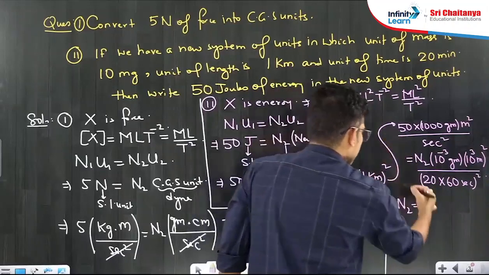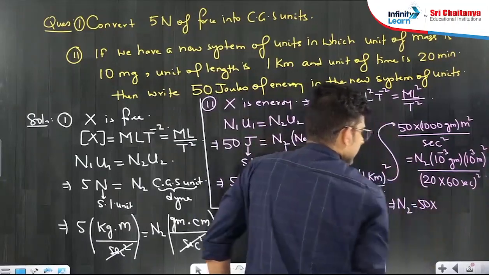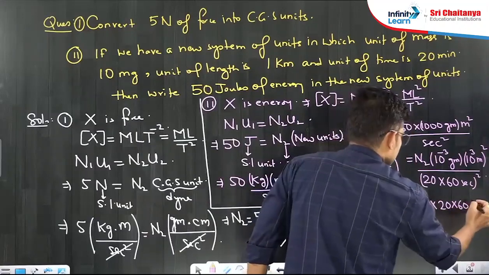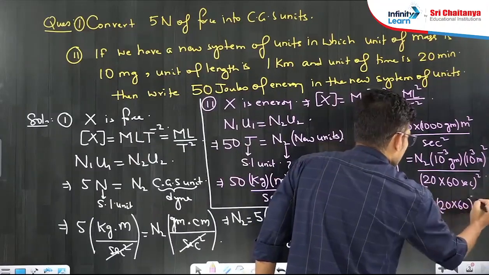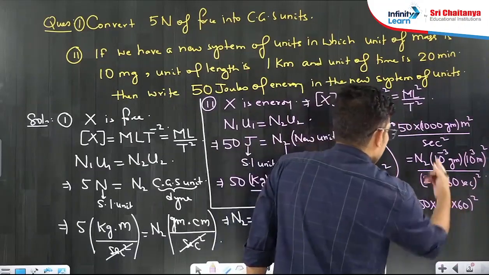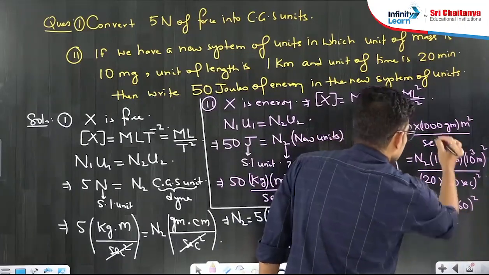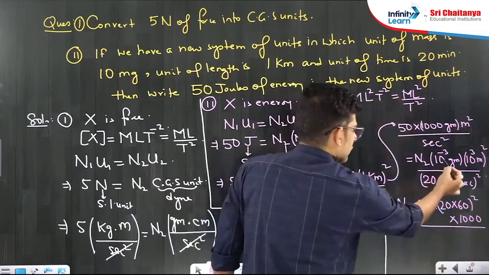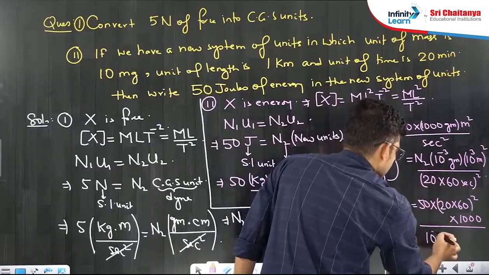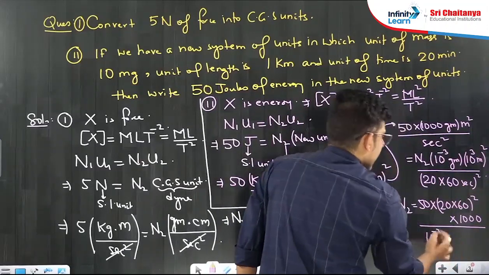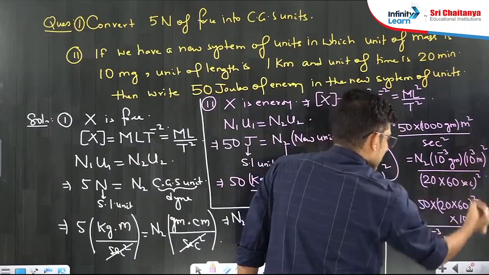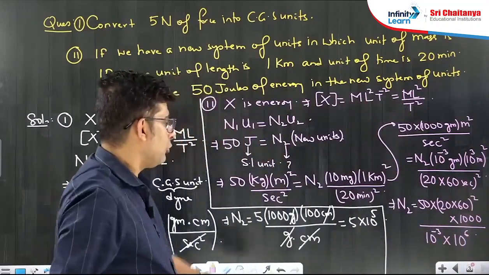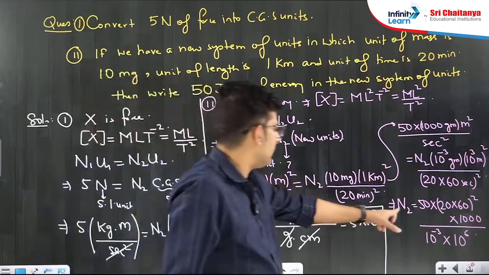Just cross multiply. You will have 50 into 20 into 60 whole square into 1000 divided by, you can see 10 to the power minus 3 and 10 to the power 3 whole square, that is 10 to the power 6. So from this case you can get the value.